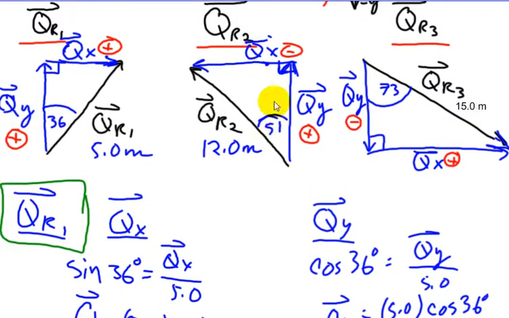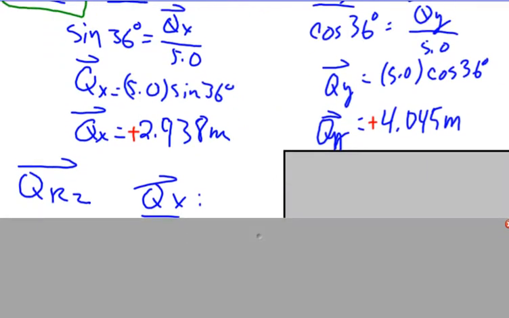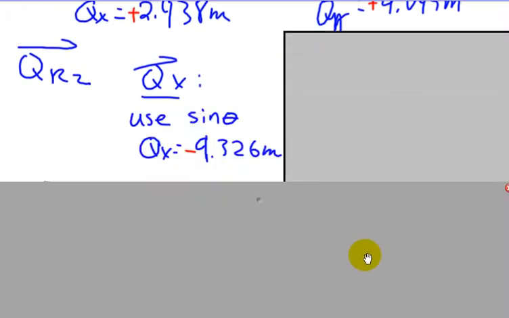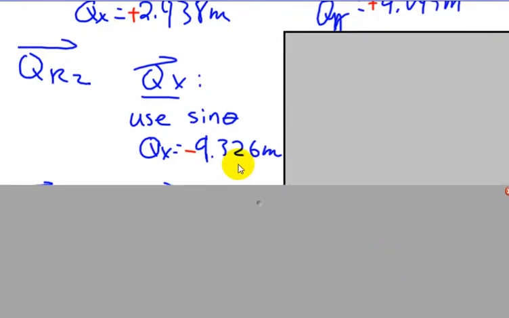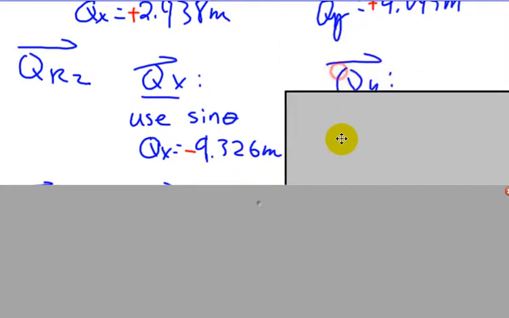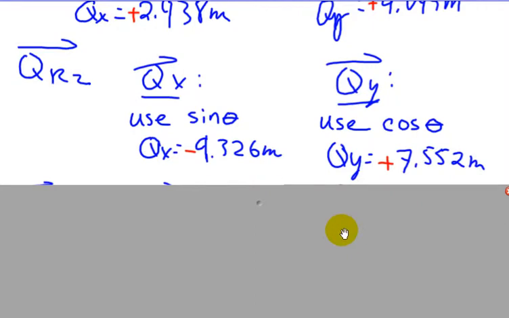again, the x is opposite the angle, the y is adjacent to the angle, so very similarly to find out qx, we're going to get that. Now I didn't work out the question here, I just simply wrote down the answer. You can write down the work and figure it out. And qy uses the cos theta, and I get positive 7.552 meters, so you can work through that and check it.